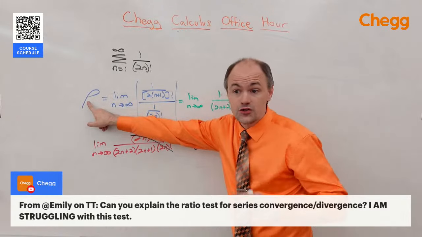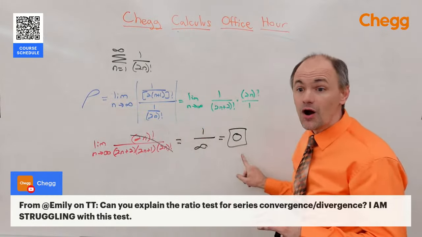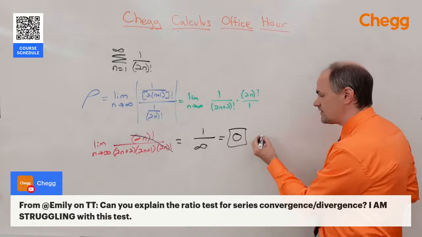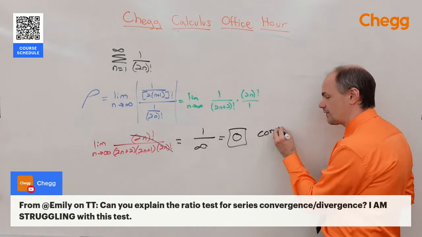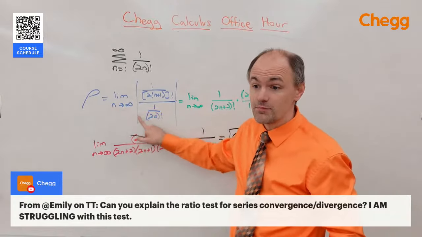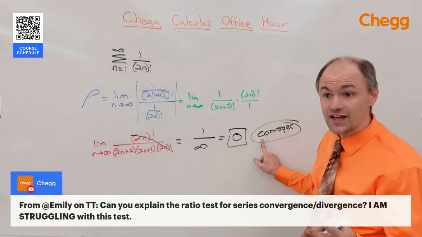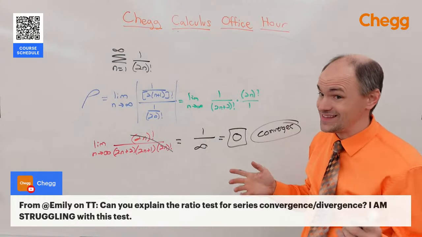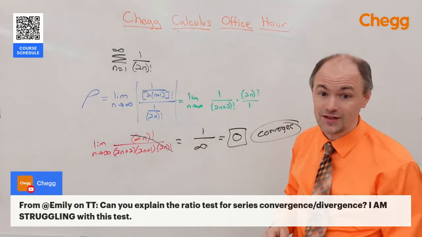If the rho that you end up with is smaller than 1, the series will converge. If the rho that you end up with is bigger than 1, the series diverges. If it equals 1, we don't know anything, and the test has kind of failed us.